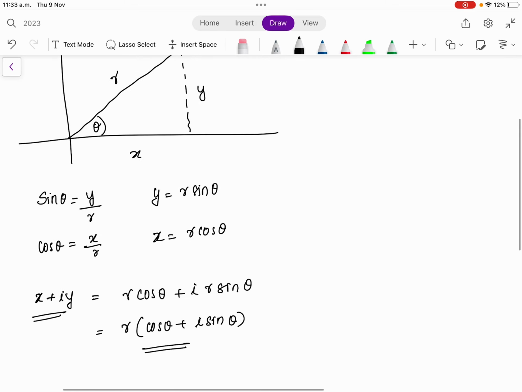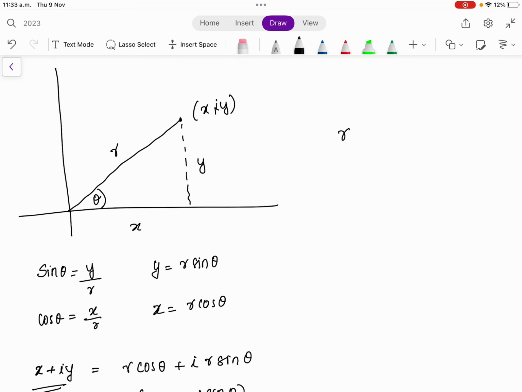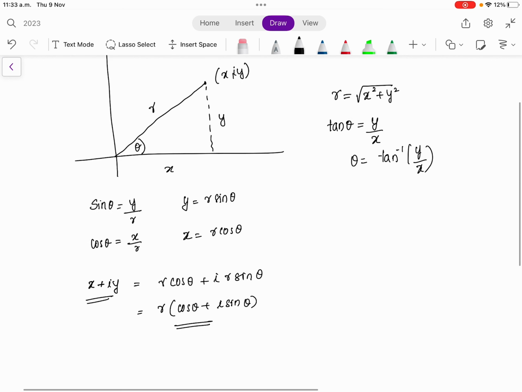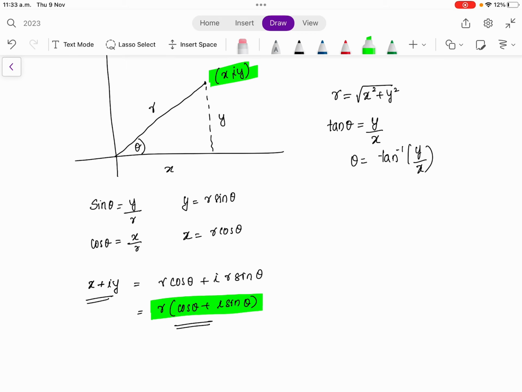Now also from this diagram we can say that r is equal to the square root of x squared plus y squared, working with the Pythagoras theorem. And also if you take tan theta, it is y over x, and theta is equal to tan inverse y over x. These two pieces of information will help us in converting from the Cartesian coordinates, x plus iy, to the polar form, r cos theta plus i sine theta.